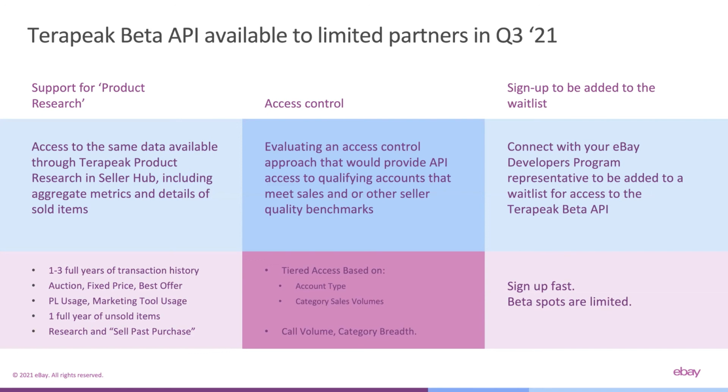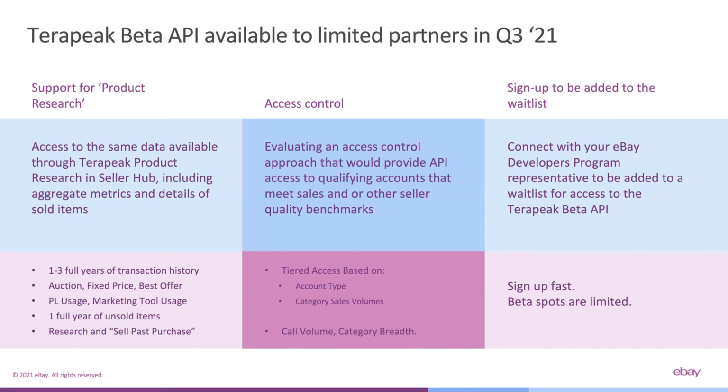This will include 1 to 3 full years of transaction history, every transaction related to auction, fixed price, and best offer. In the case of best offer, you can see the actual best offer completion price. It gives insights and a clear view into which transactions used promoted listings and which ones used certain marketing tools, to again help sellers know how to best structure and position their listings. It can be used for research for new opportunities, or in cases where you want to help sellers sell things, you can even show them the past purchase, what it's worth, and make it easy for them to list those.